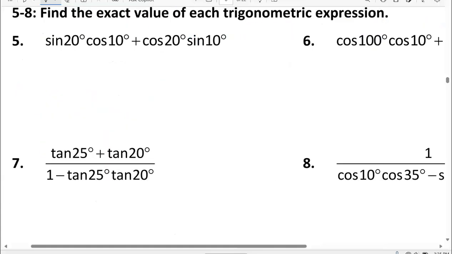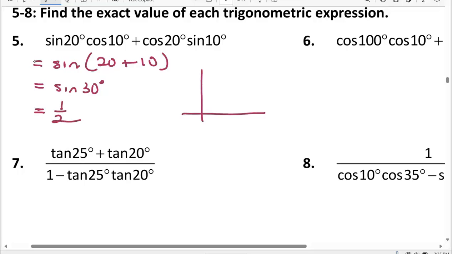In number 5, we're going to go a step further by finding the exact value of each expression. So sine of 20 times cosine of 10 plus cosine of 20 times sine of 10 is equal to the sine of 20 plus 10, which is equal to the sine of 30 degrees. And the sine of 30 degrees is equal to 1/2. And if you need, you can draw a reference triangle for the sine of 30 degrees with an opposite side 1, a hypotenuse 2, and an adjacent side square root of 3.